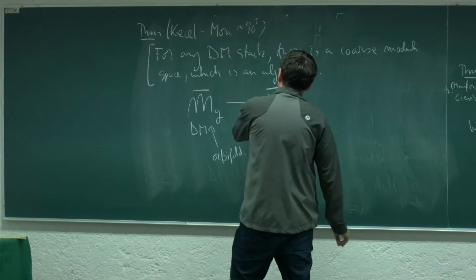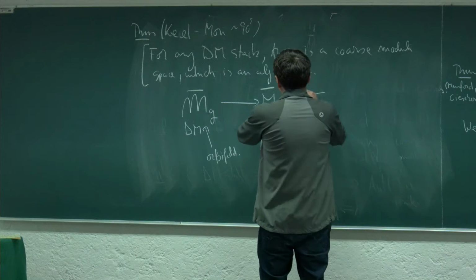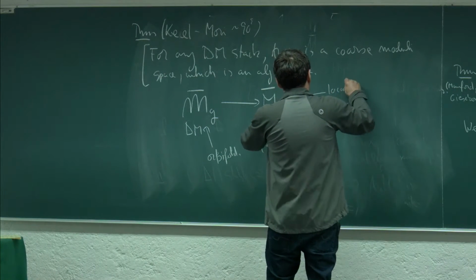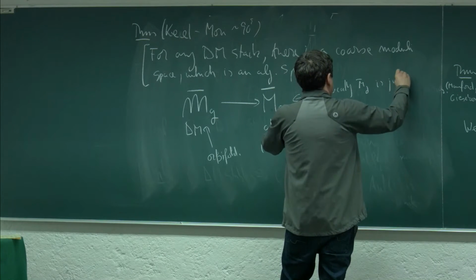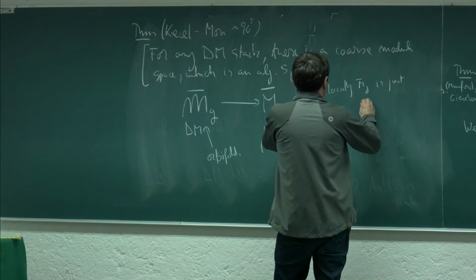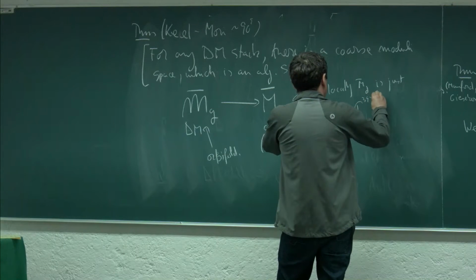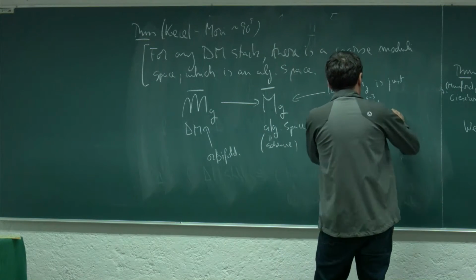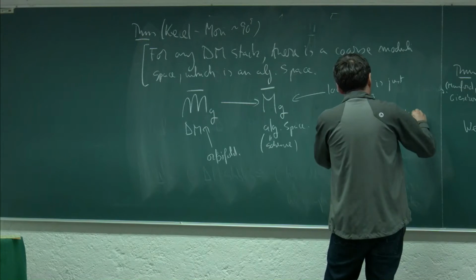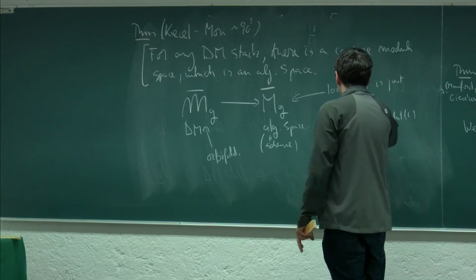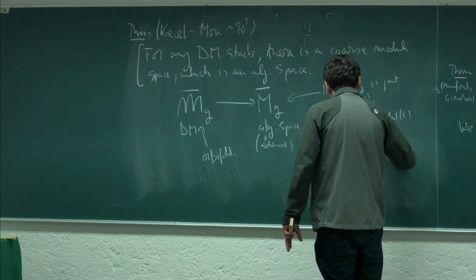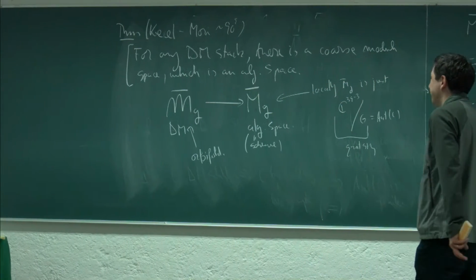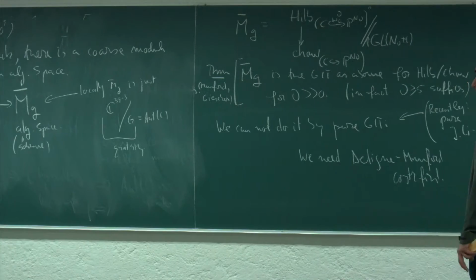Meaning kind of the data. So locally, M_g bar is just C^(3g-3) modulo a finite group, which is the automorphism group of a curve. And we discussed that these have quotient singularities, and we did an example last time.